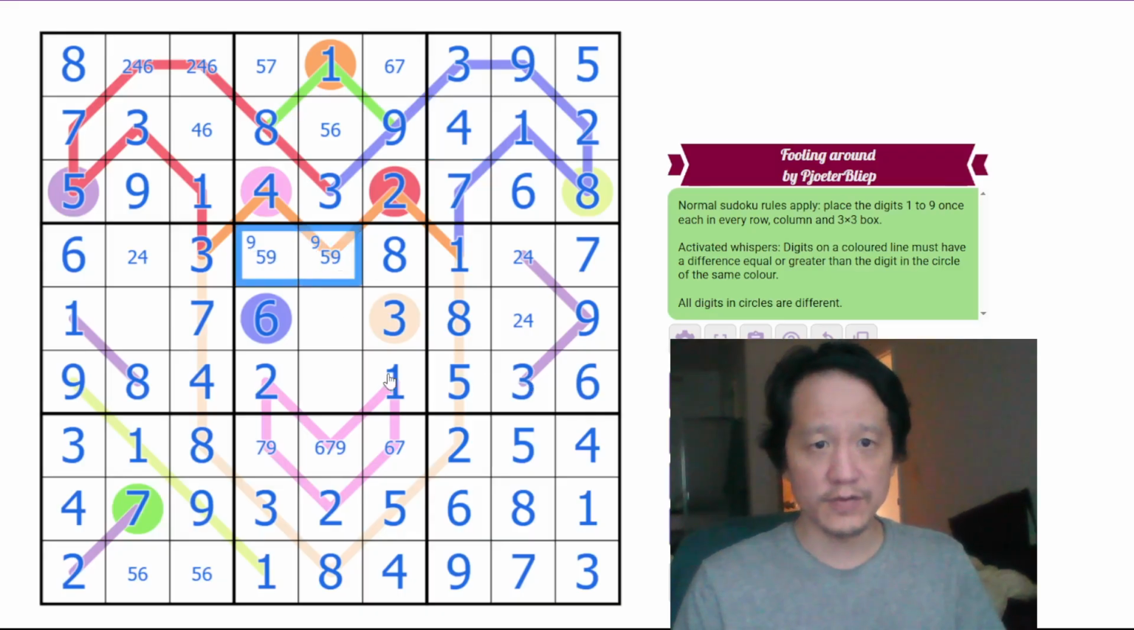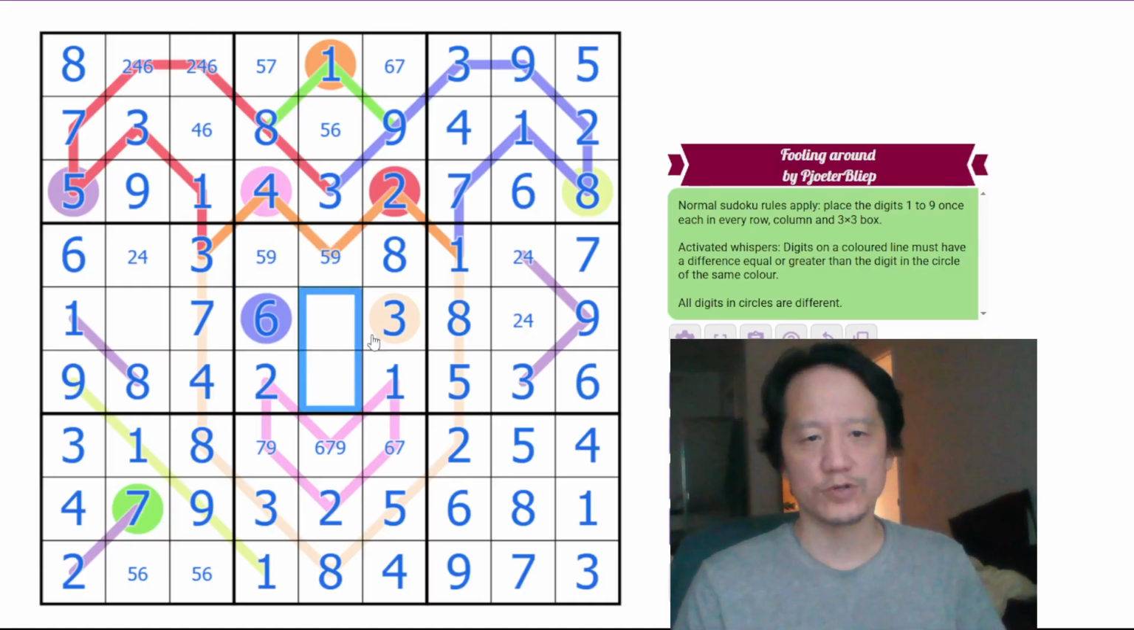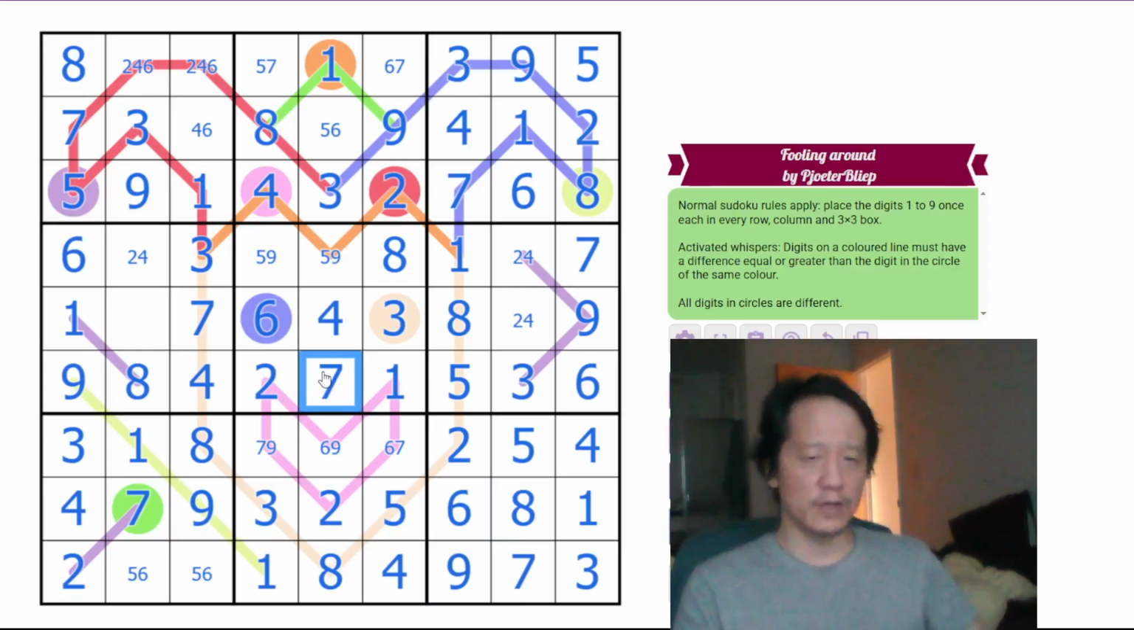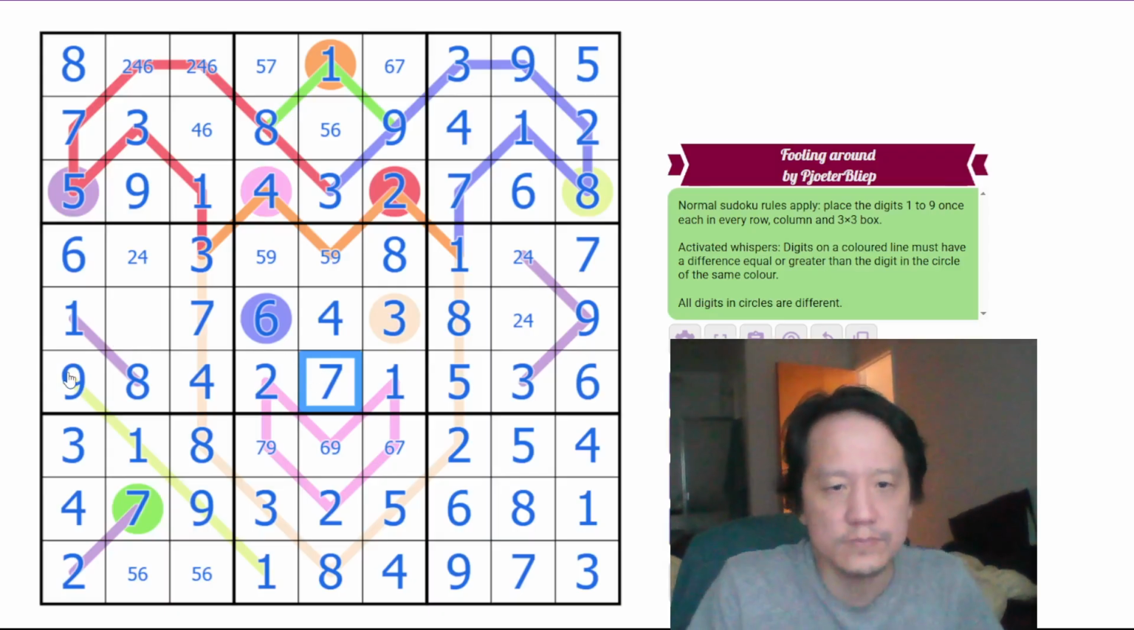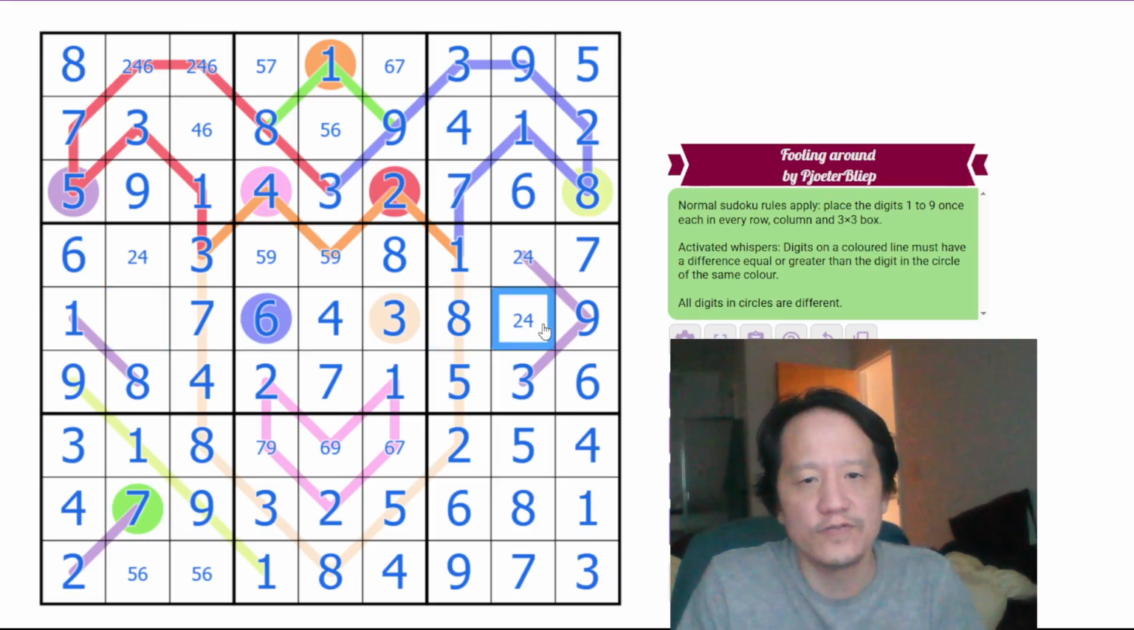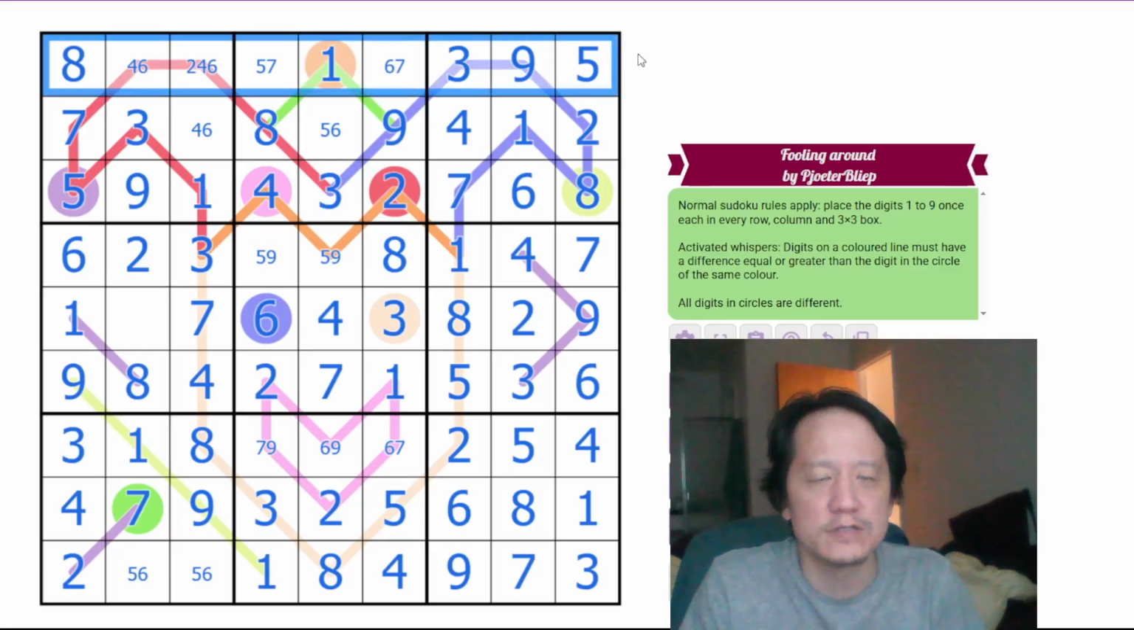Neither of these can be 7. This is a 5, 9 pair, which eliminates 5 and 9 in the rest of the box. This has to be a 4, 7 pair. This can't be 7, so this is 4. This is 7. That eliminates 7 here. This 4 eliminates 4 here, so this is 2, this is 4, this is 2. That eliminates 2 here. Where is the 2 in row 1? It has to be here.